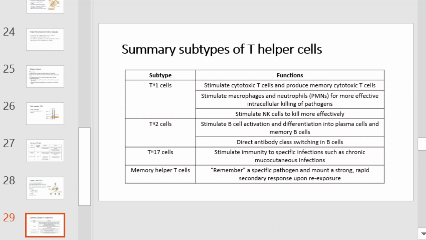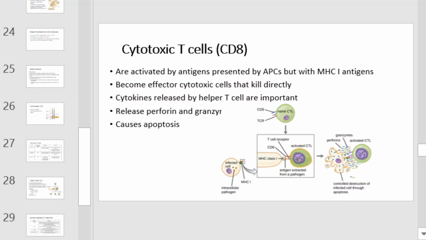This is a summary of the subtypes of T helper cells. Pause the video and make sure you're familiar with each before moving on. Cytotoxic T cells, or CD8 cells, are activated by antigens presented by APCs, but with the MHC I antigen. These become effector cytotoxic cells that kill directly. Cytokines released by helper T cells are important. They release perforin and granzymes and cause apoptosis.